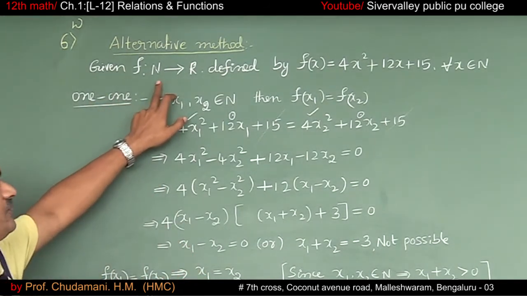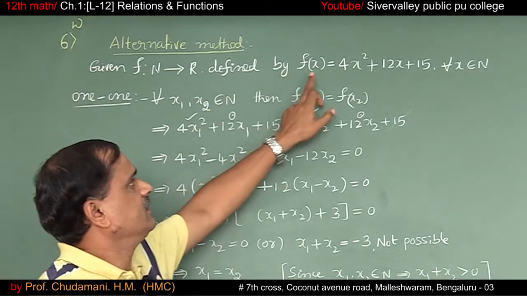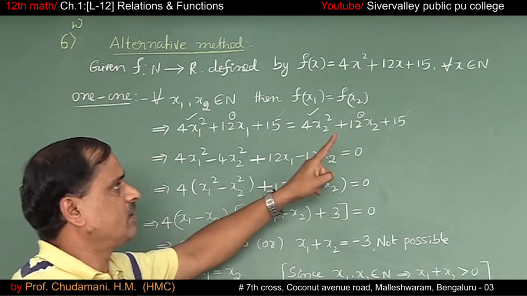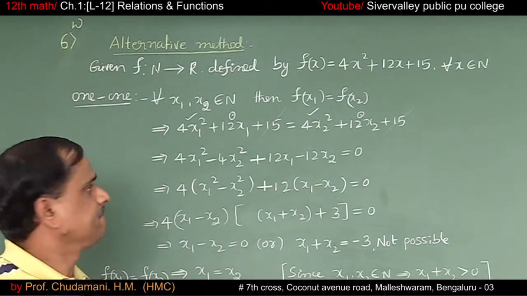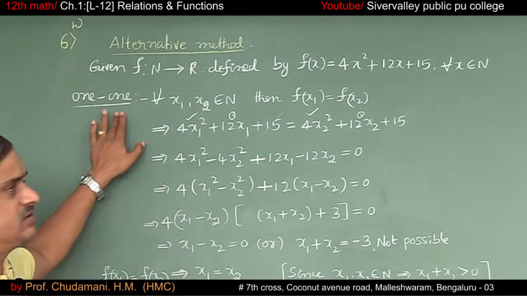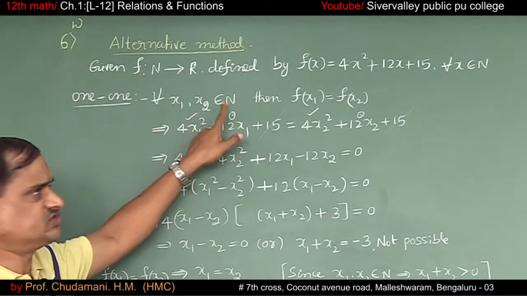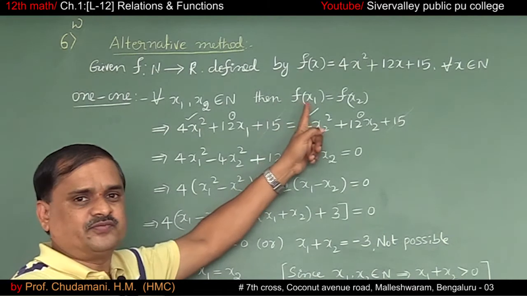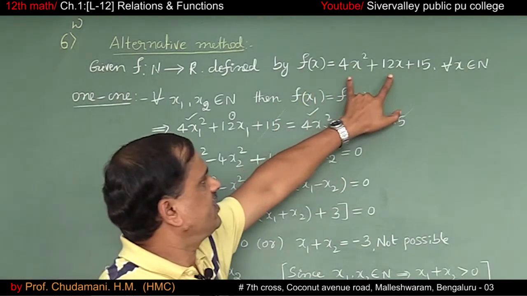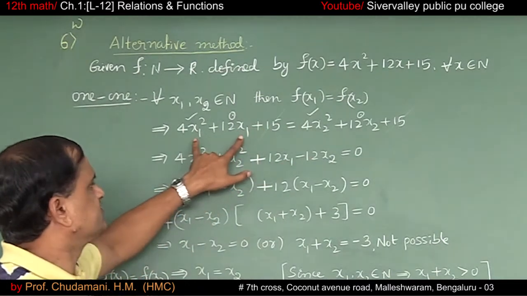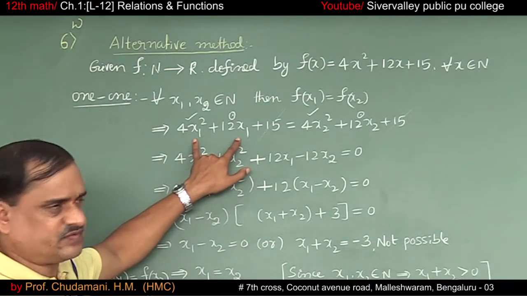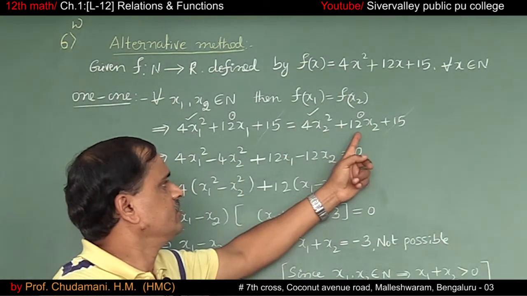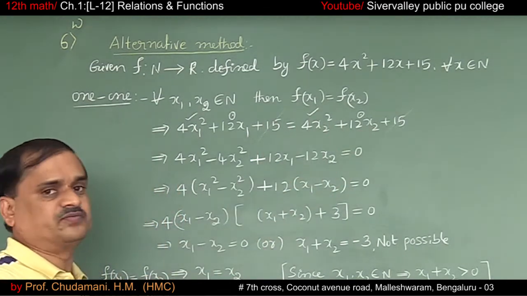Solution. Given f from N to R defined by f of x is equal to 4x square plus 12x plus 15 for all x belongs to N. Let us verify one-one. For any two elements x1 and x2 belonging to the set of natural numbers, let f of x1 equal f of x2. f of x1 means 4x1 square plus 12x1 plus 15. f of x2 means 4x2 square plus 12x2 plus 15.